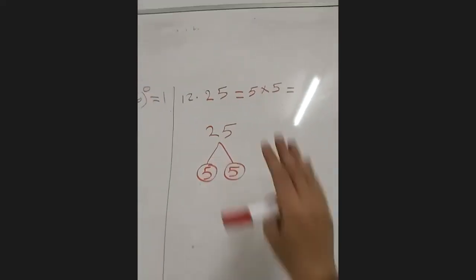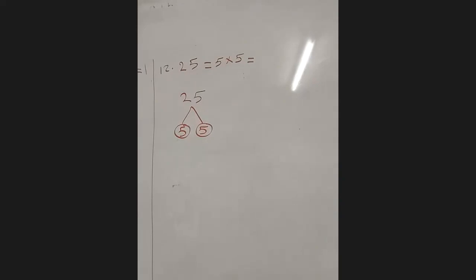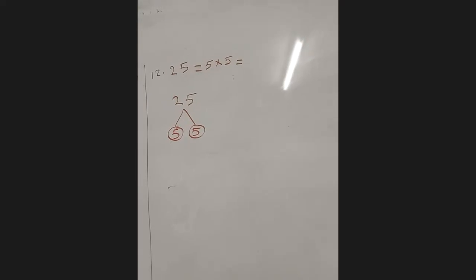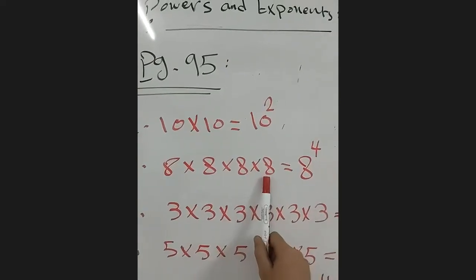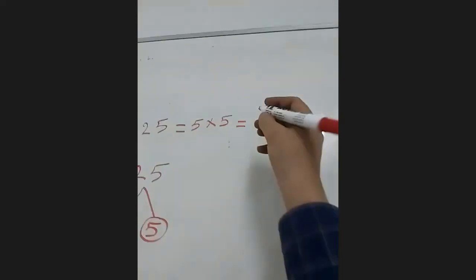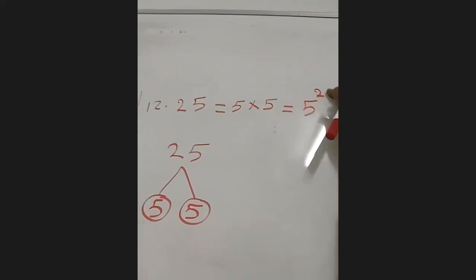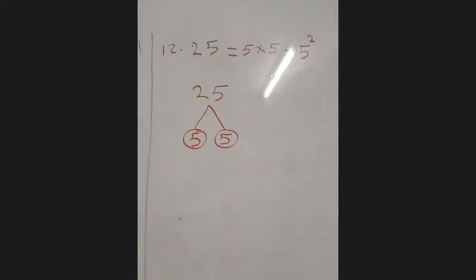Yesterday we did this. Today we'll do exponents. Look here. See here? 1, 2, 3, 4. We wrote 8 to the power 4. Got it? We will make 5 and make a small 2 up. Not 5 up 2. We say 5 to the power what? Power 2. Good. This is question 12, guys. Do it.